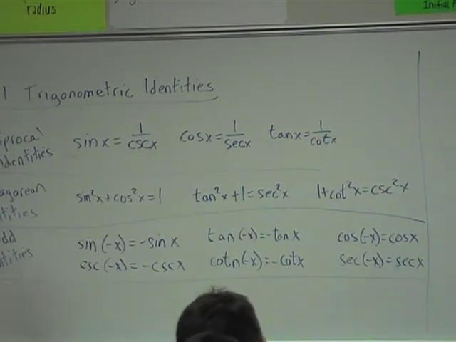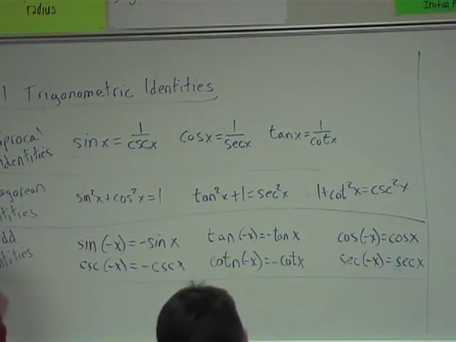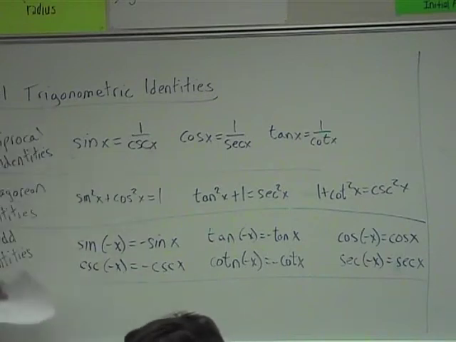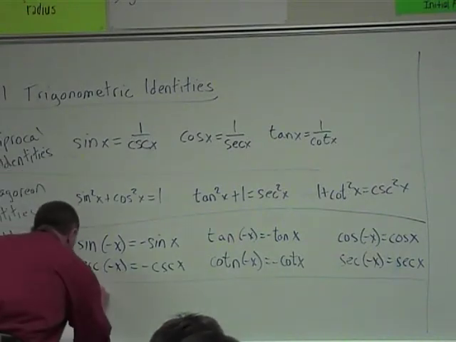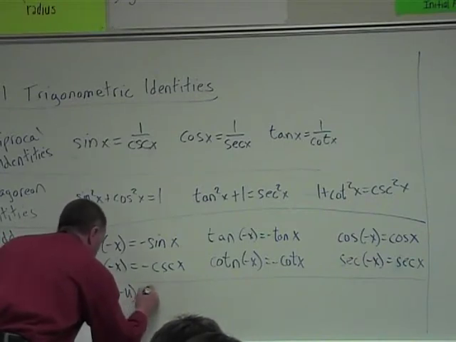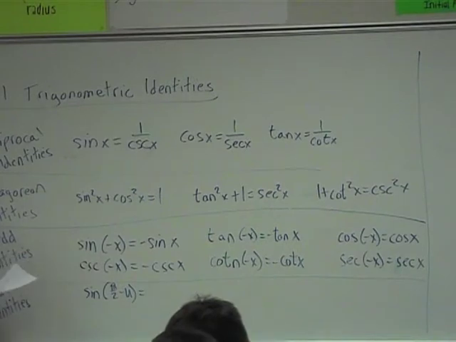These are co-function identities. And we haven't even got into the problems yet, but this is what you have to use to do what we're doing today. So you're going to use all of this today. Co-function identities. We're going to think through these. Here's the first one. The sine, parentheses, pi over 2 minus u. We write that down first. Pi over 2 minus u equals the cosine of u.